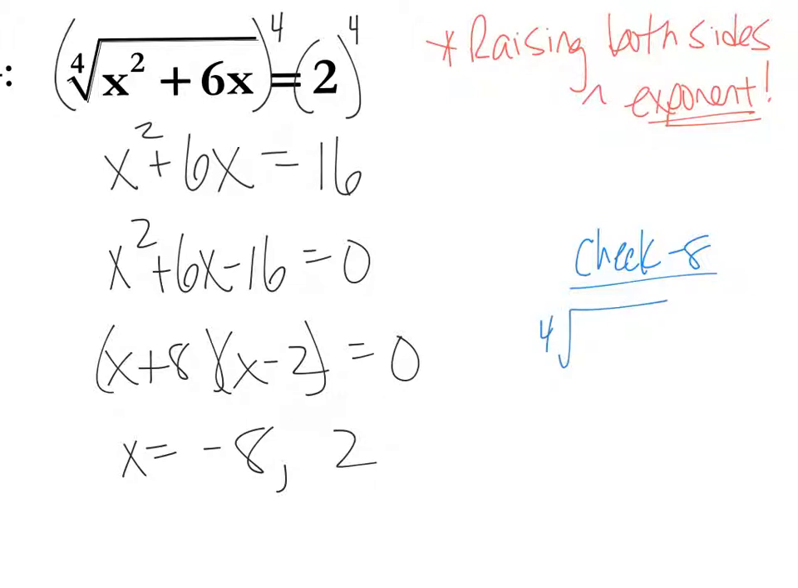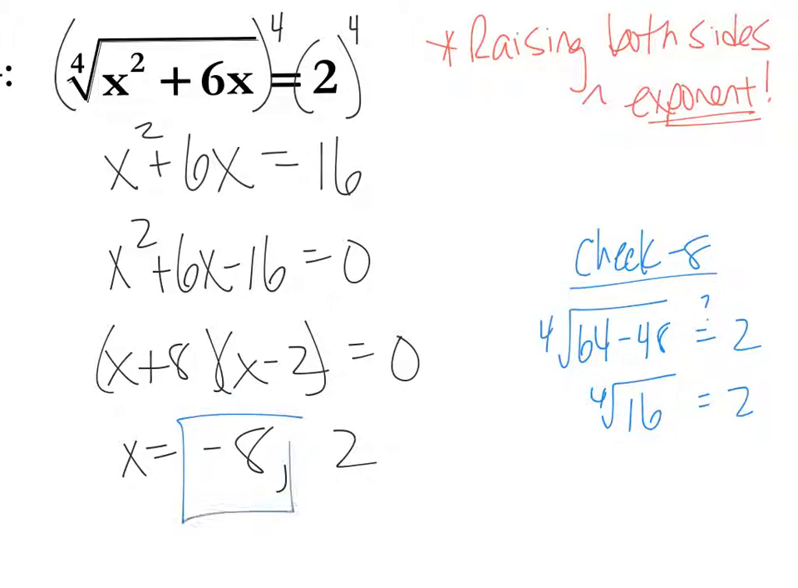When I square negative 8, I get 64, and when I multiply it by 6, I get minus 48. And I'm just asking myself if that equals 2. So what is the fourth root of 64 minus 48, which is 16? Does that equal 2? Yepers. So the negative 8 works.